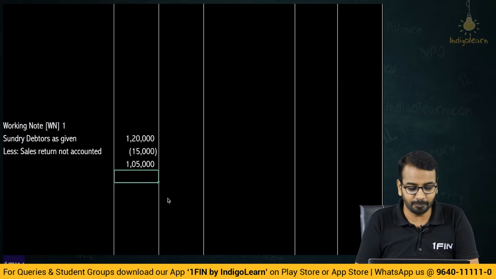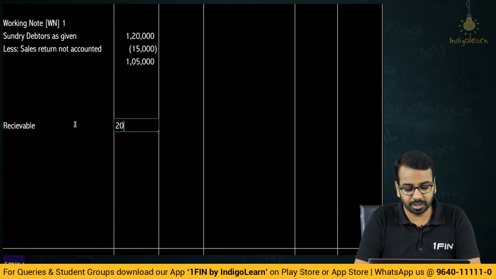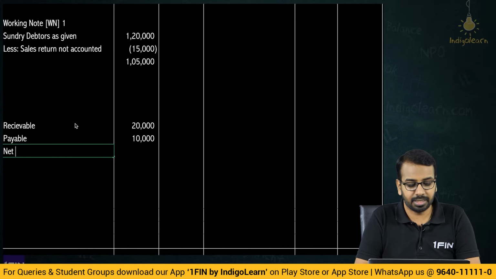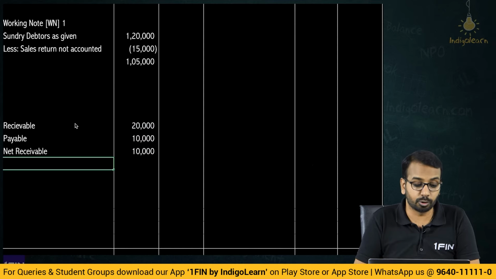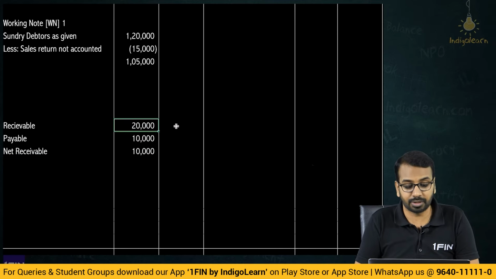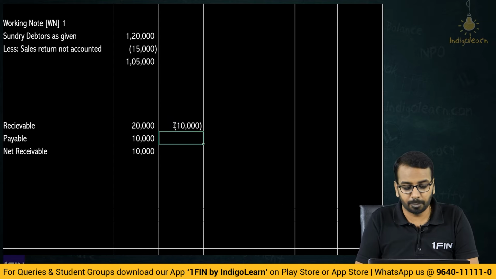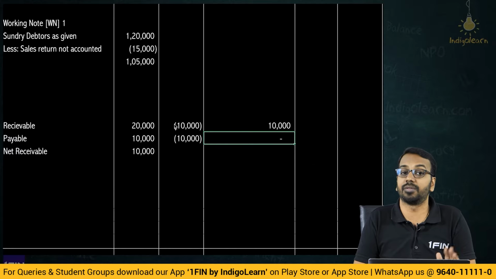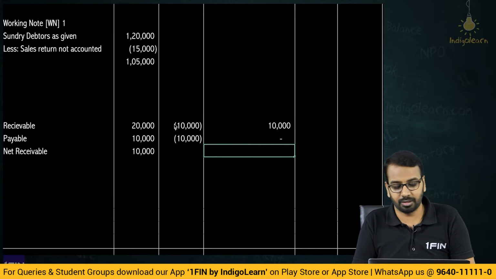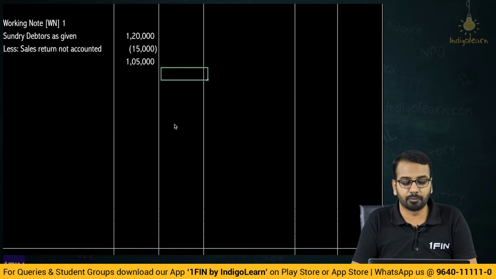I am repeating once again. You have a receivable 20,000, payable 10,000. Net receivable is how much? 20 minus 10, 10,000. So what do you need to do? From receivable, remove 10,000. From payable also remove 10,000. So net amount that will be left is 10,000 of receivable and nothing of payable. Okay, so this is one way to understand the logic. So that we have to remove.